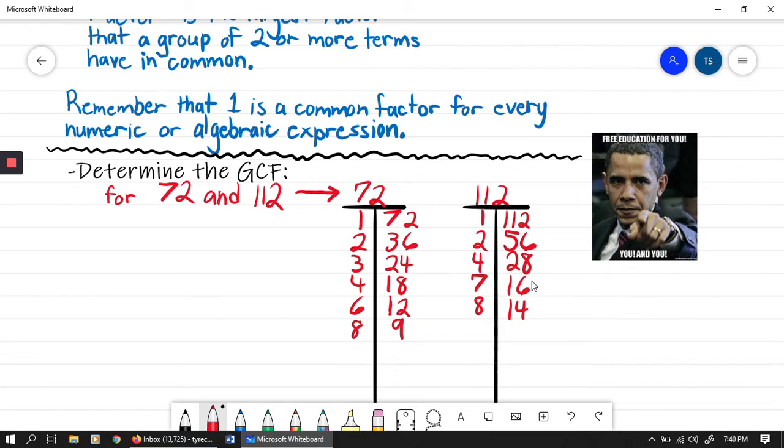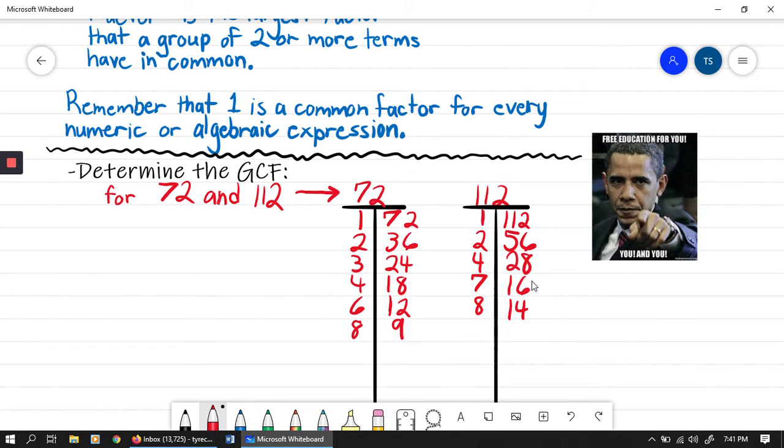Here we've listed out all the factors for 72 and all of the factors for 112. As you can see, they both have some factors in common. They both have the universal factor 1 in common. They both have 2 in common as a factor. They both have 4, and they both have 8 in common as a factor.